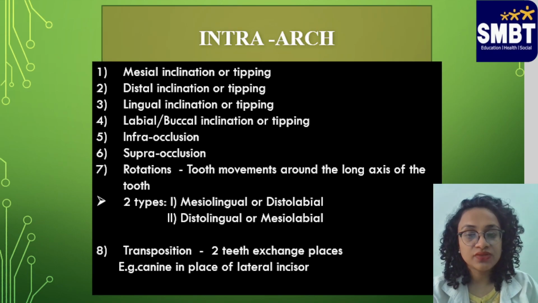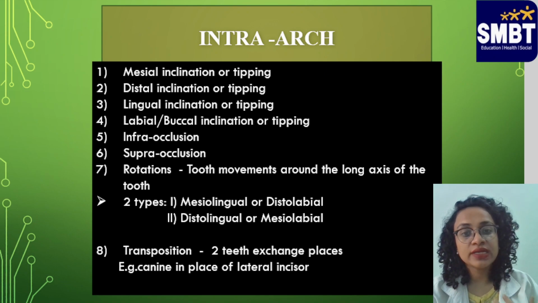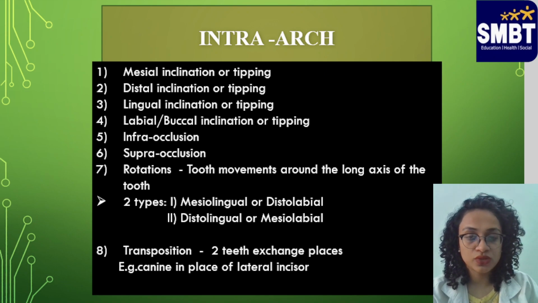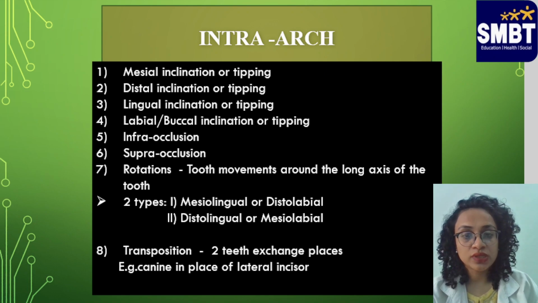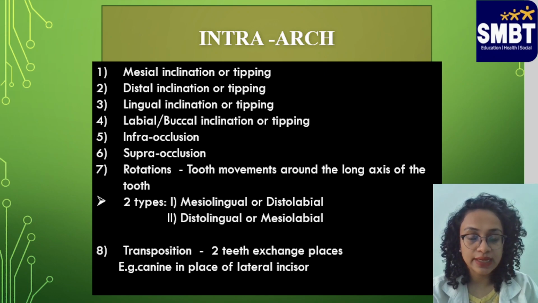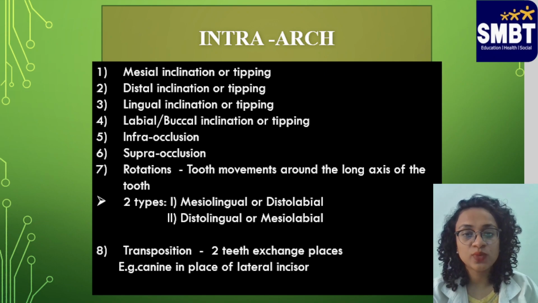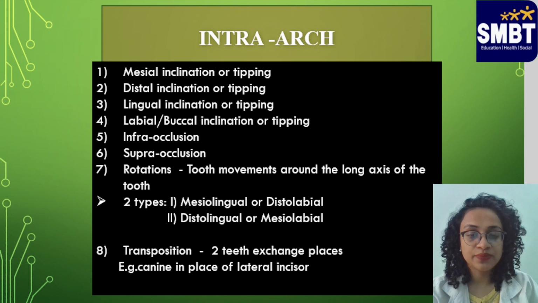Now, coming to intra-arch malocclusions, we need to orient ourselves with a few terms which are commonly used in orthodontics while classifying malocclusions. Let us see that. First is mesial inclination or tipping, which means that the crown of the tooth is in a mesial direction or is mesially inclined. Distal inclination or tipping means the crown of the tooth is in a distal direction or distally inclined. Lingual inclination or tipping is when the crown is in a lingual direction. Labial or buccal inclination or tipping means that the crown has moved in a labial or buccal direction: labial in the anterior part of the oral cavity, and buccal in the posterior part.